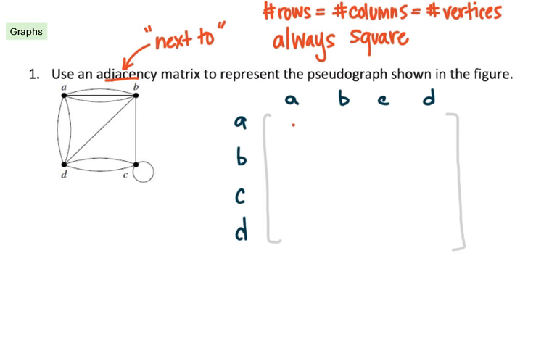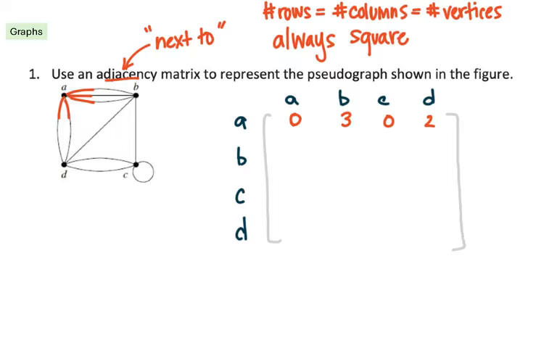So there's no loop there, so in this case we say 0. How many connections are going from A to B? 3. How many connections are going from A to C? 0. How many connections are going from A to D? 2 connections, 2 edges.